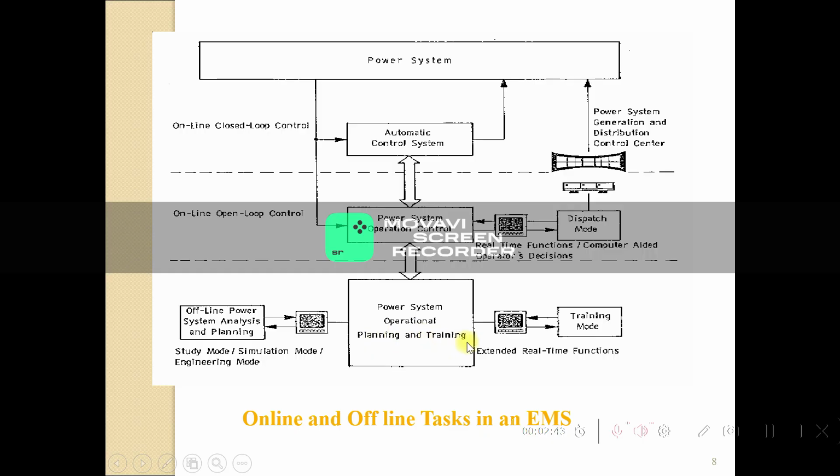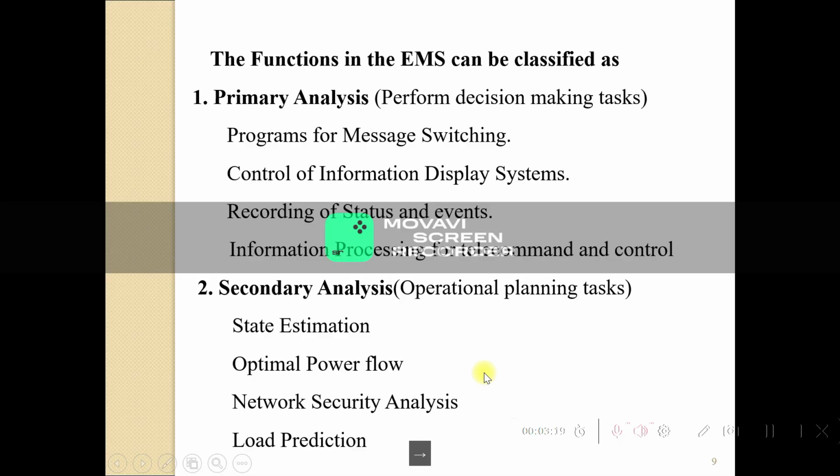So next one, planning and training. All those things will be connected bidirectionally, the signal and power are given and also power is connected. And the power system operation control will be monitored for real-time functions with computer aided operator decision making using SCADA systems. This is the power system generation and distribution control center, with online closed loop control and online open loop control. This is the online and offline tasks in energy management systems.